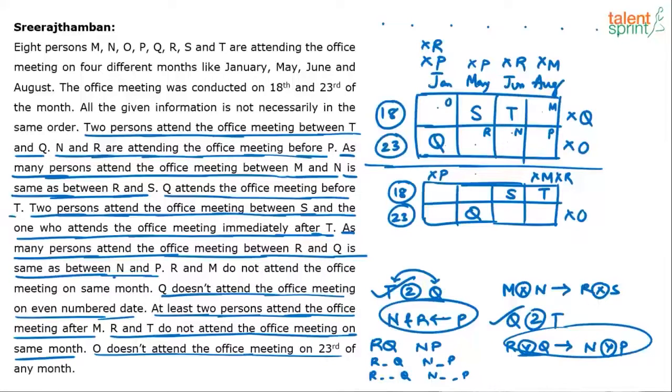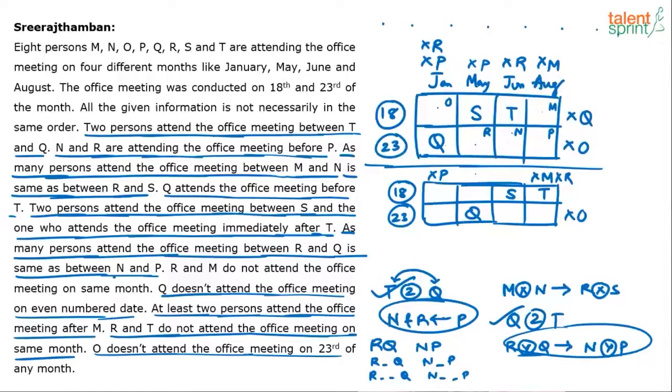I don't know if there's another arrangement possible or not, but if I take this one, all the conditions are satisfied. What are the conditions? Both N and R have to come before P. See, both N and R are before P. Then the number of people between M and N should be same as number of people between R and S. So number of people between M and N is 0. Number of people between R and S is also 0. Number of people between R and Q should be same as N and P. Number of people between R and Q is 1. Number of people between N and P is also 1.